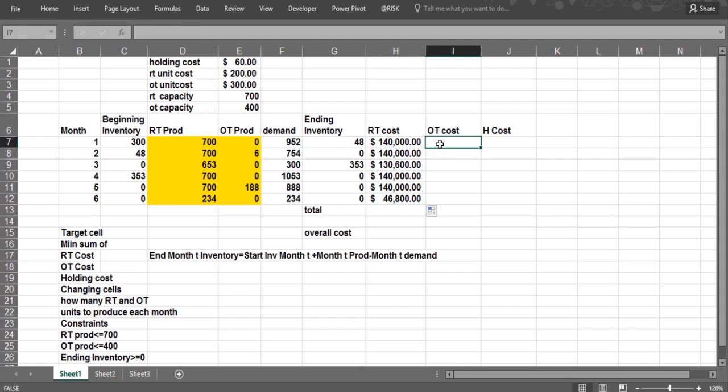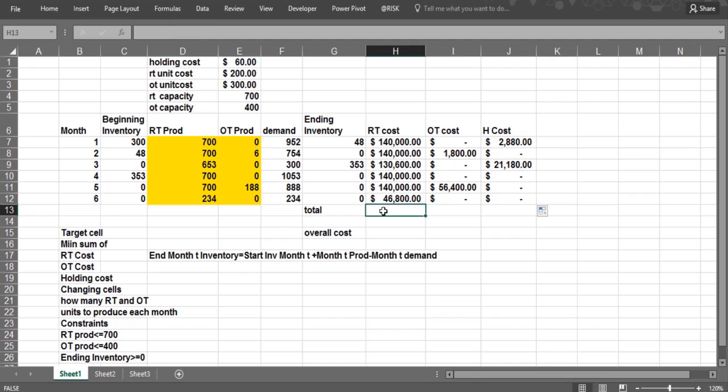Now the overtime cost would be the overtime production times the cost per unit of making overtime. Notice the underscore. Drag that down. And the holding cost would be based on the ending inventory times the holding cost per unit. Drag that down. Now there's an easier way to do this, but if I want to get the total of each type of cost, I can just add it up.